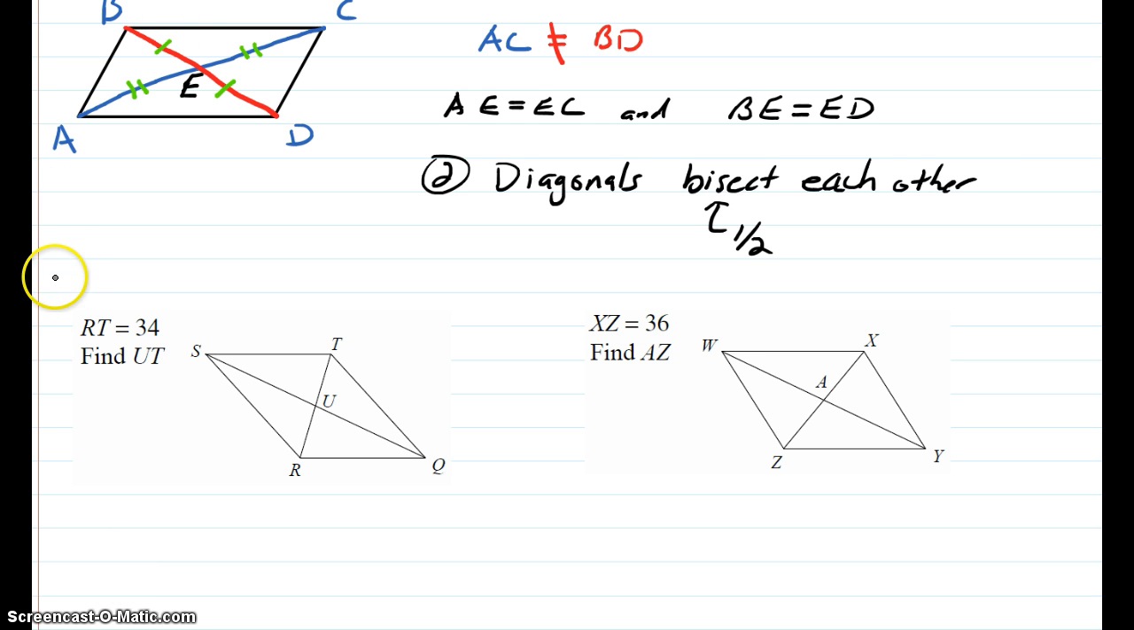So let's look at an example. The first one, let's call it 2A. This one will be 2B. I'll do 2A, and then you need to do 2B on your own. It says that RT is 34. So from R to T, it's 34. We want to find UT, so just this piece.